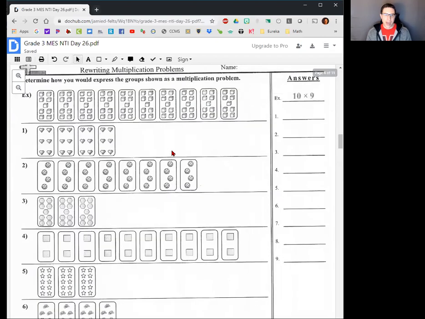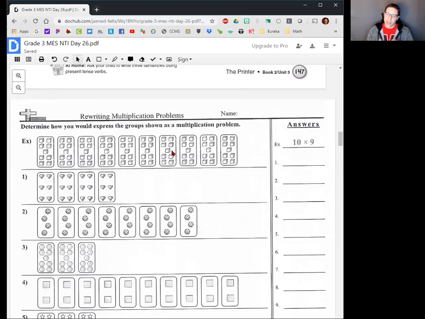One sheet of math, kind of easing into the week here. This is probably one of the easier math sheets that we've done. So let's take a quick look at it. Your example here has 10 groups, 1, 2, 3, 4, 5, 6, 7, 8, 9, 10. So that'll be our first factor. Remember, the numbers in a multiplication problem are called factors. So our first factor is a 10.